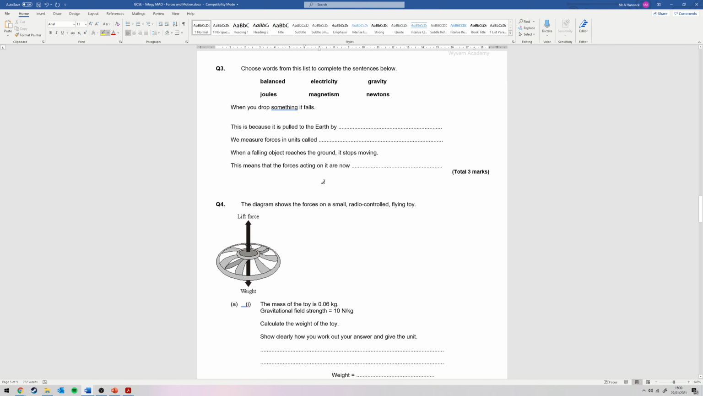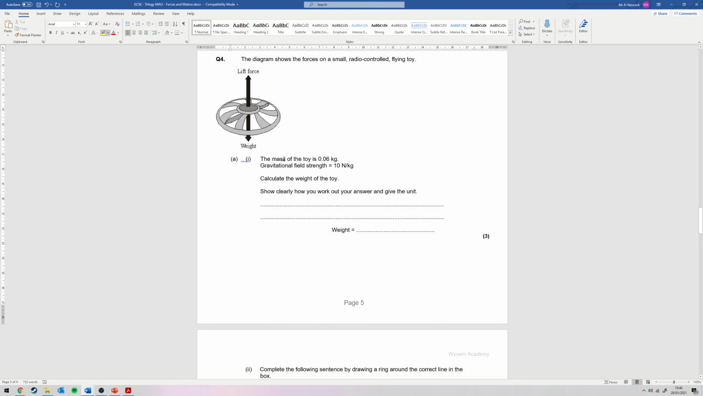Question 3. Choose the words from this list to complete the sentences below. Balanced, electricity, gravity, joules, magnetism, newtons. When you drop something, it falls. This is because it is pulled to the earth by blank. We measure forces in units called blank. When a falling object reaches the ground, it stops moving. This means that the forces acting on it are now blank.